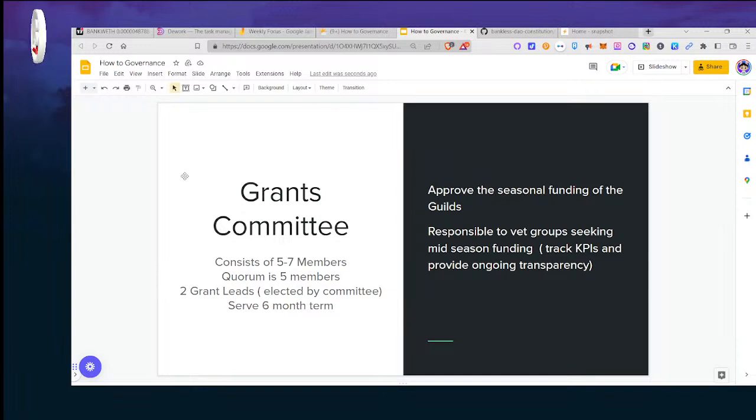Another organizational unit within the DAO is the Grants Committee, for which elections for committee members are currently going on, nominations. The Grants Committee usually consists of 5 to 7 members. They have their own review process for how they review grants for projects and units, and their own quorum requirements for how they agree as well. Their quorum is usually 5 members. They usually have 2 leads, and they generally serve a 6-month term. They approve the seasonal funding of guilds and projects, and they're also responsible for vetting the organizational units as they submit their funding and KPIs to be tracked.